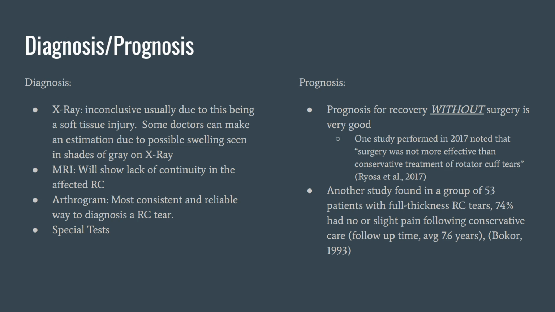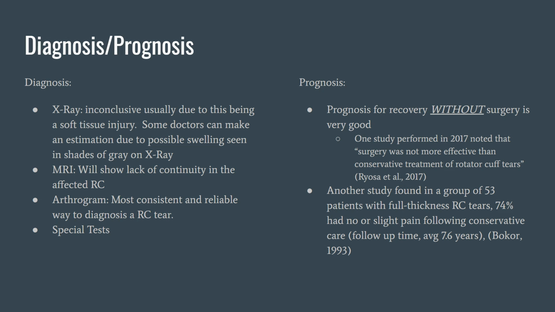Some doctors can make an estimation due to possible swelling seen in shades of gray on an x-ray or where that swelling is. An MRI is going to show a lack of continuity in the affected rotator cuff, so this is a possible way that it can be diagnosed. Or you can use an arthrogram, which is the most consistent and reliable way to diagnose a rotator cuff tear. That means that they're going to inject a dye into that area, and when they see the dye start to leak out, when you see that lack of continuity, that's going to be your sign that you have that tear. And from there, they can give a certain range of what percent of partial tear, or are we going towards a full thickness tear.